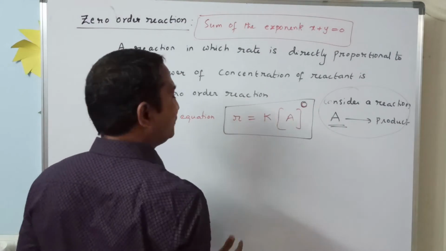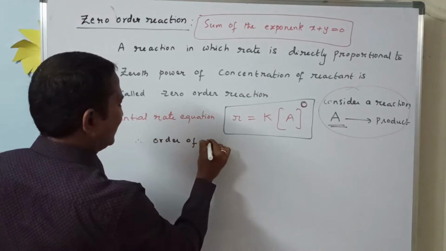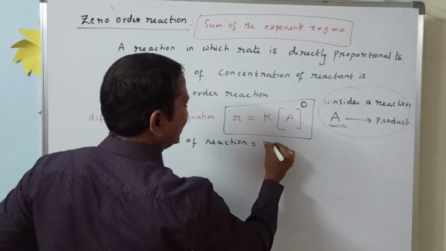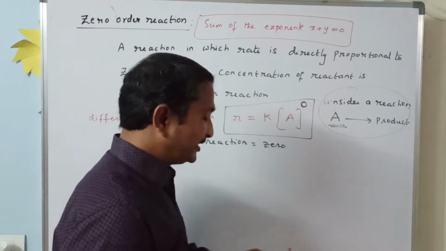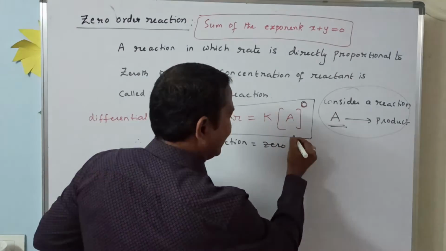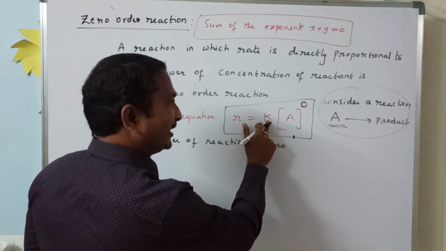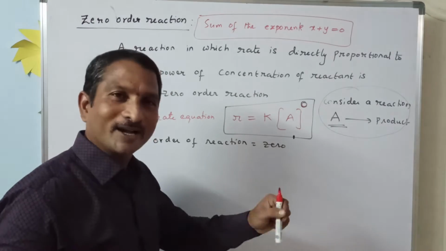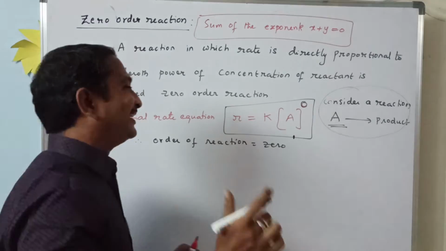What is the order of this reaction? Therefore, order of reaction is equal to 0. That's why this is a zero order reaction. A power 0, we know this value is 1. So in this rate equation, R is equal to k into 1. There is no concentration term. That's why rate is independent of concentration of reactant.